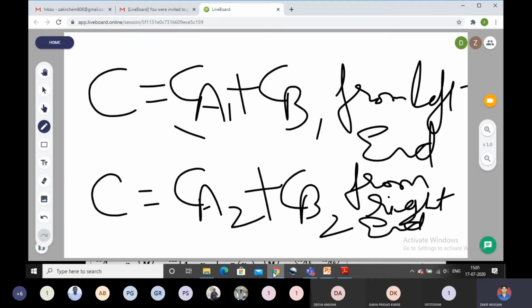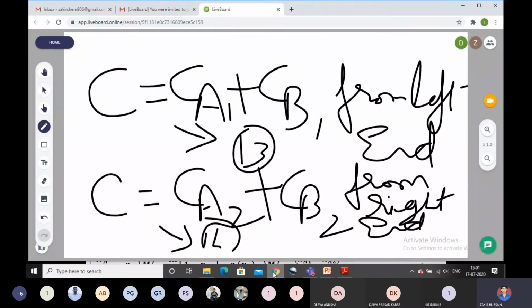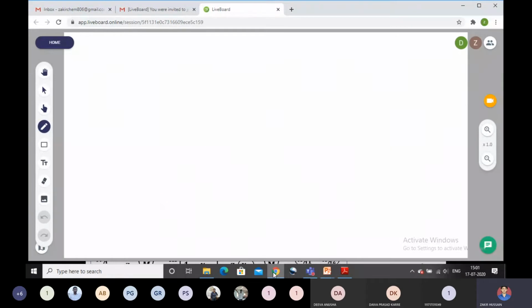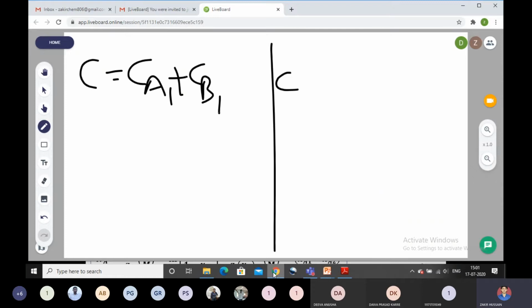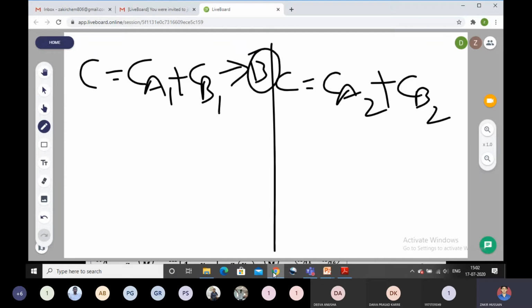Okay, if you consider this as equation 13, and this equation as 14. Then from equation 13, I will write clearly in the next page. From the left hand, we can say C is equal to Ca1 plus Cb1. Then from the right hand, C is equal to Ca2 plus Cb2. This is equation 13 and this is equation 14.